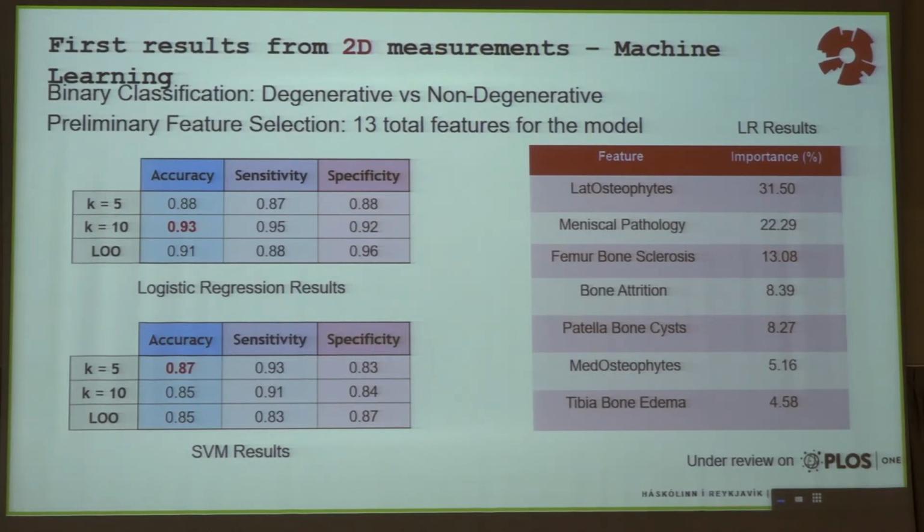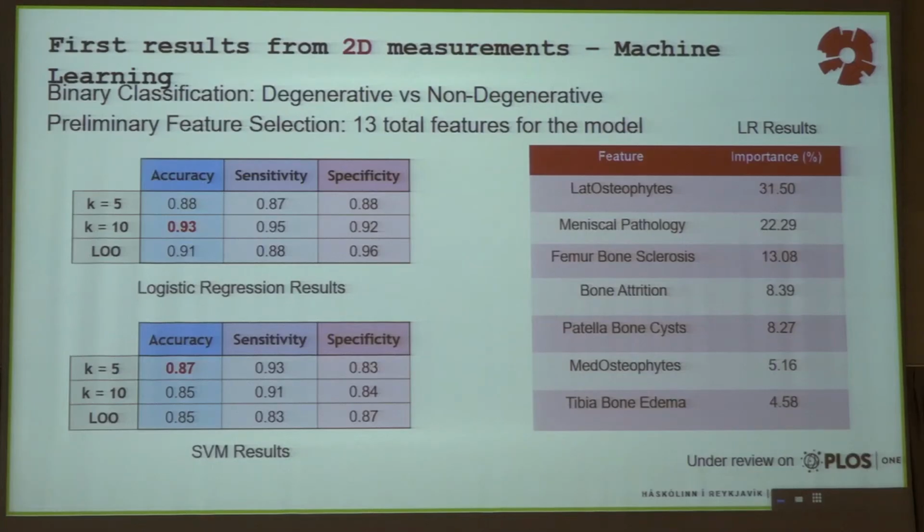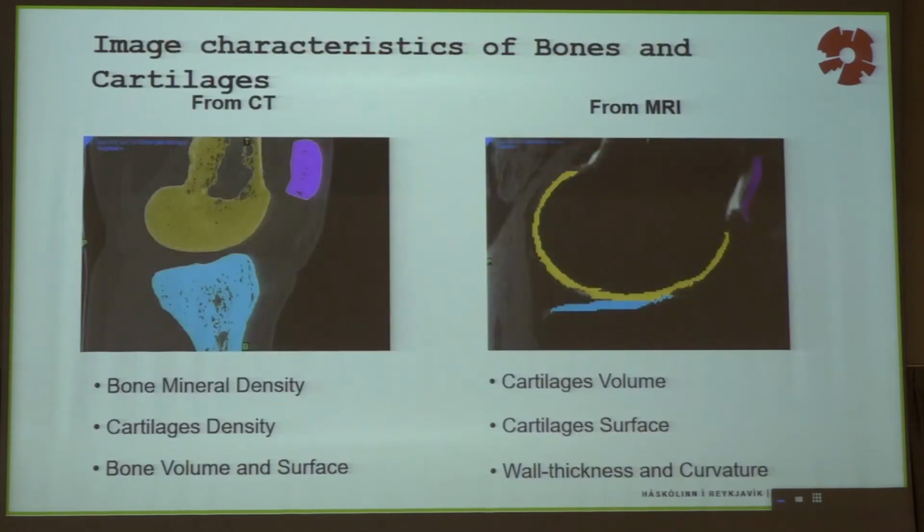We used logistic regression and support vector machine, with k-fold cross-validation with k equal to 5, equal to 10, and also leave-one-out, because of course with only 47 patients it is not easy to train. But with k-fold equal to 10, we obtained very good accuracy, with also very good sensitivity on the degenerative patients, as well as with the support vector machine. And there's the feature importance: osteophytes and lateral osteophytes, for example, are the most important with the logistic regression.